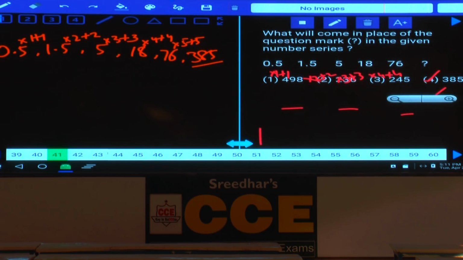Now the given numbers are multiplied with 1, 2, 3, 4, 5 and 1, 2, 3, 4, 5 are added. Into 1 plus 1, into 2 plus 2, into 3 plus 3, into 4 plus 4 and into 5 plus 5. That was 41. Then question number 42.